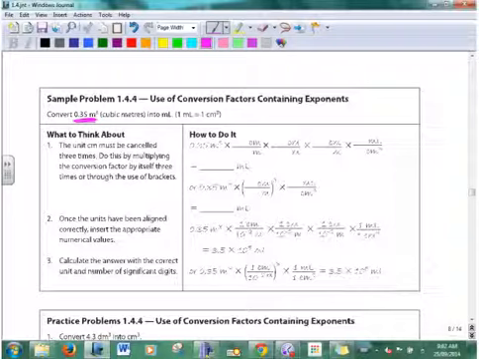Who likes 3? 3. Who likes 2? Oh, who's taking chemistry? You guys haven't taken chemistry. What's that 0 there for? It's not there for anything. All that's there for is to place the decimal. It's not significant. Okay? There's only 2 significant.